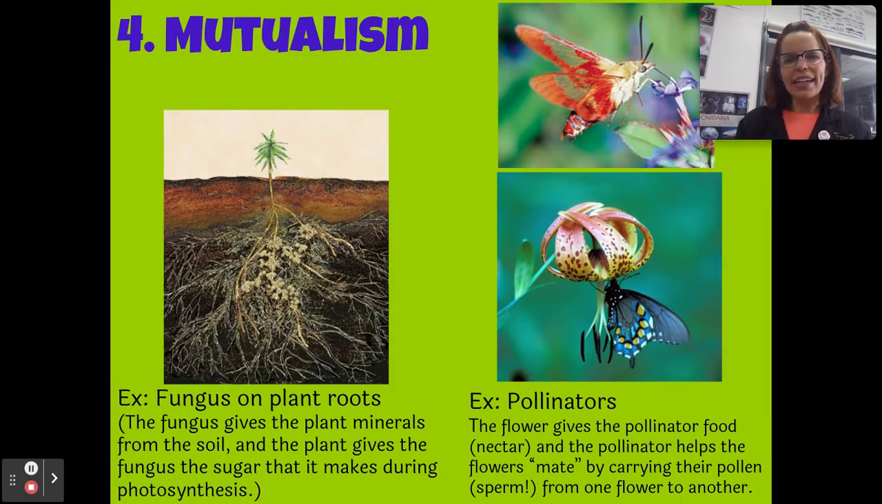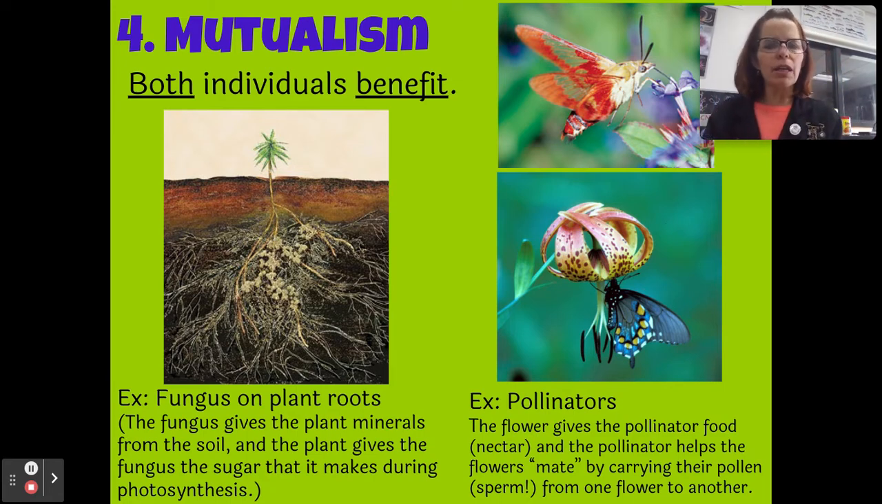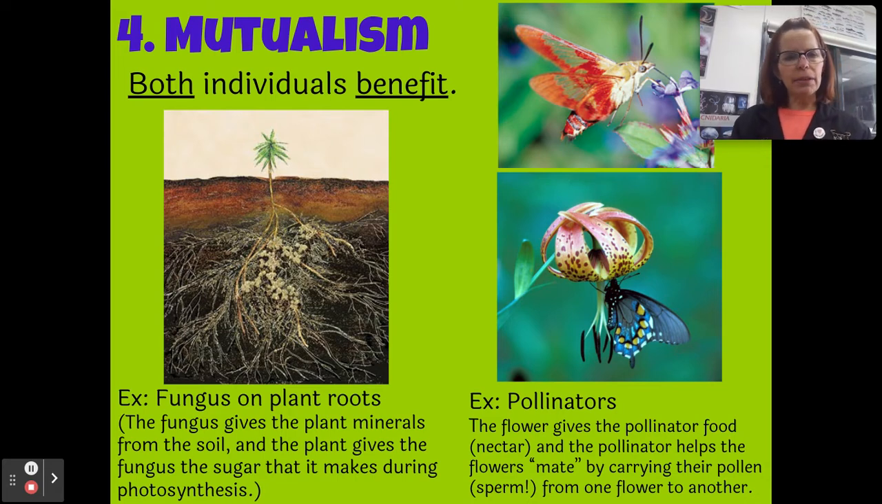Our fourth relationship that we're going to talk about today is called mutualism. It is mutually beneficial. In this case, both organisms are helping each other, so they both benefit. In the example on the left, there's a special kind of fungus on plant roots. It's got a long name. It's called mycorrhizae, and it pulls nutrients out of the soil, those minerals and vitamins, so to speak, and feeds them to the plant, and it helps the plant be healthier and grow better.